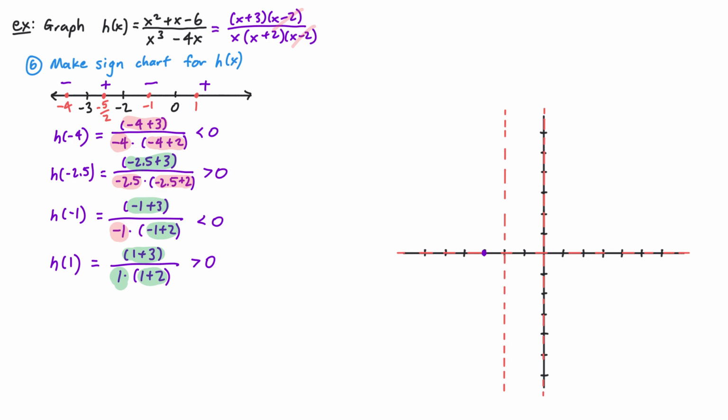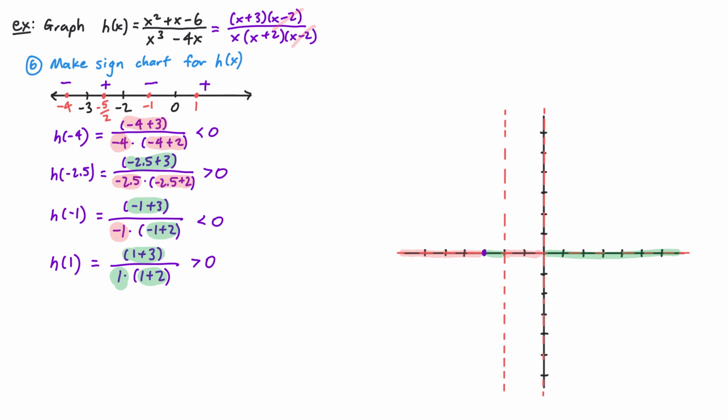Now what we can do is go to our graph and highlight the regions of our graph that are positive and negative. The interval from -infinity to -3 is negative, so we'll highlight that in red. The interval from -3 to -2 is positive, we'll highlight that in green. The interval from -2 to 0 is negative, so we'll highlight that in red. And then lastly, the interval from 0 to infinity is positive, so we'll highlight that in green.